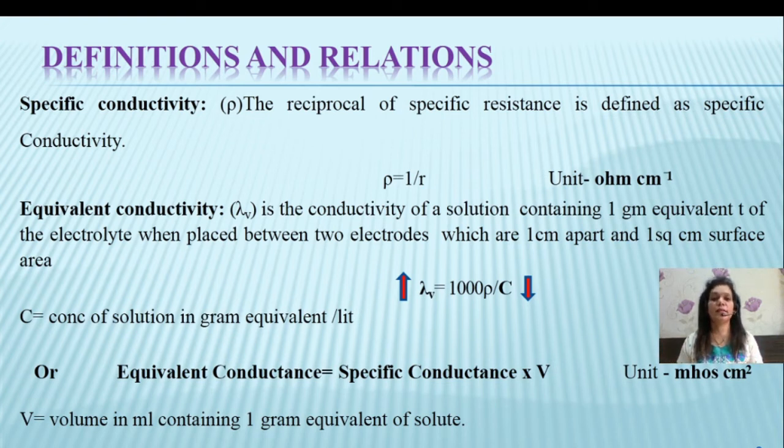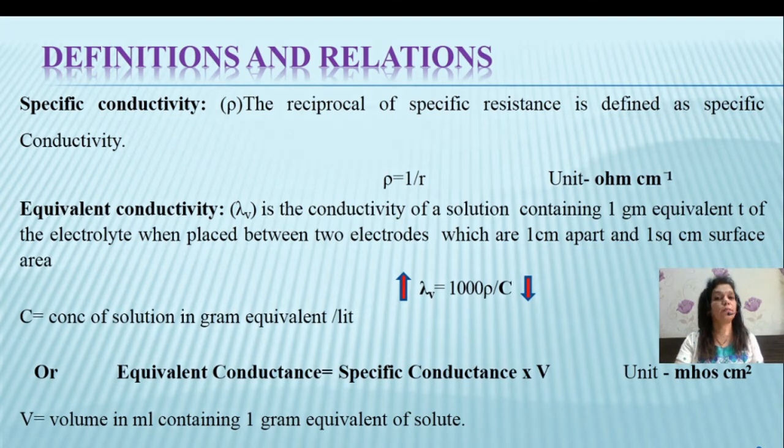Equivalent conductance, lambda at the base V. It is the conductivity of a solution containing 1 gram equivalent of an electrolyte when it is placed between two electrodes which are 1 centimeter apart and having 1 square centimeter surface area. So lambda V equal to 1000 into rho upon C, where C is the concentration of solution in gram equivalent per liter. This equivalent conductivity increases with decrease in concentration as it is inversely proportional.